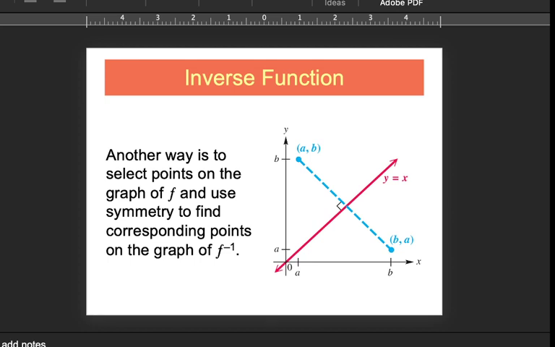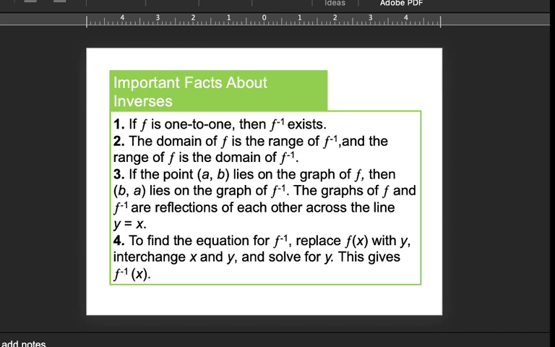That's number one. It's going to be symmetrical, but this is going more into the geometry. It's going to act as a perpendicular line between 2 points. It's going above and beyond what we need to cover, but here are some important facts about inverses. If f is 1-to-1, then f inverse exists. So if you have a 1-to-1 function, then you can write the inverse of that function. You can graph it, and you will clearly see the symmetry along this line y equals x.